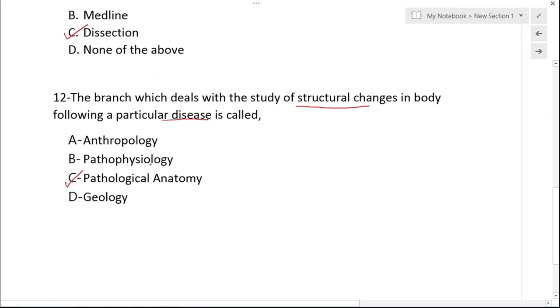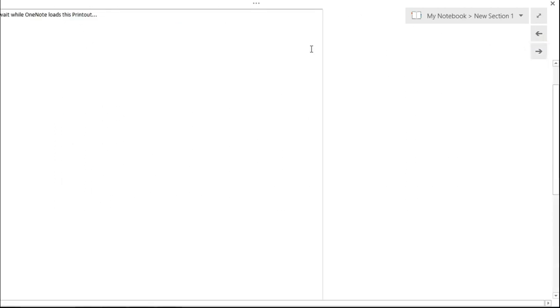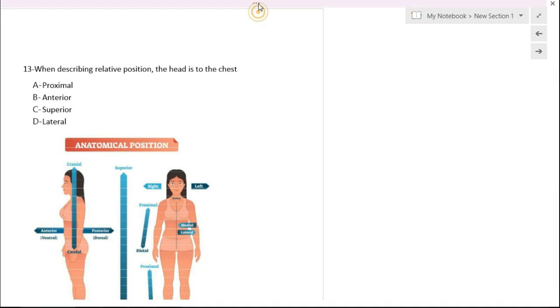Pathophysiology is related to functions. What is anthropology? Anthropology is the study of human beings. Geology is the study of earth. Now we are moving to the next question, question number 13.